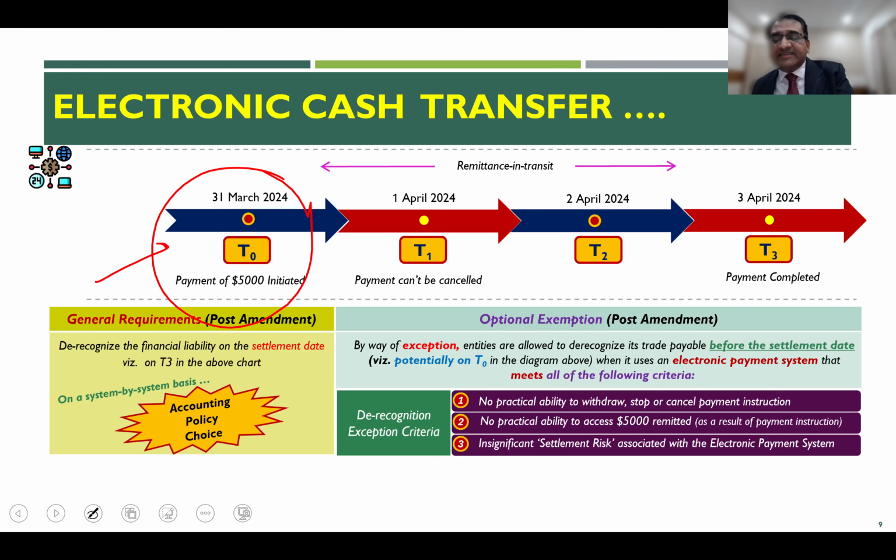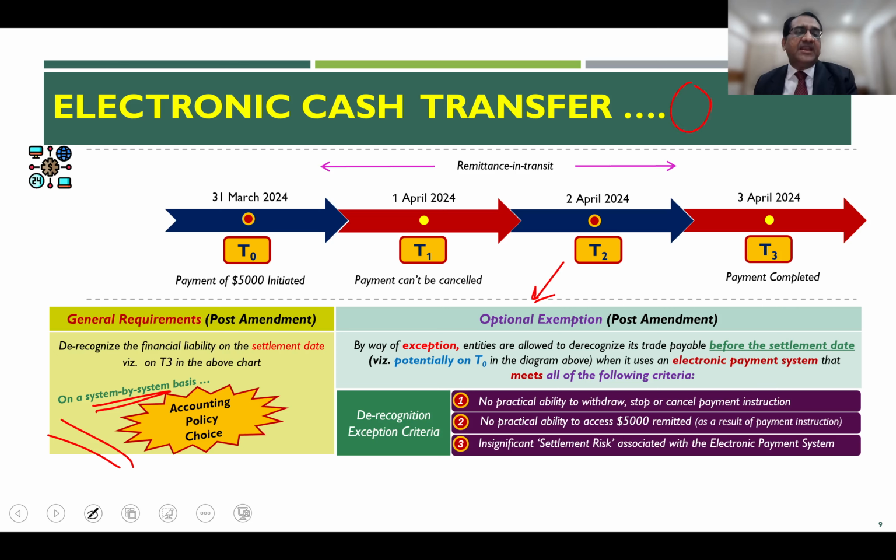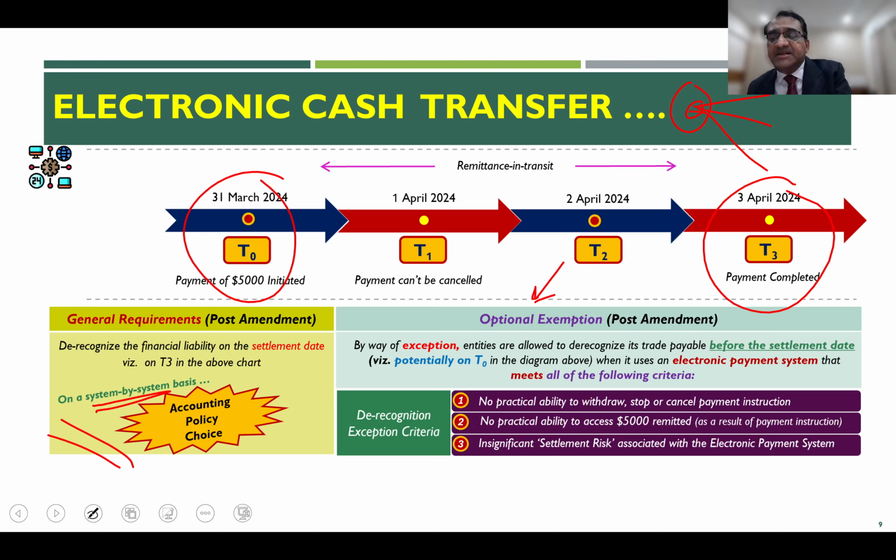Also, as I said, this is a choice which the entity needs to make, and this choice is made on a system-by-system basis. So, for example, if an Indian entity is using, let us say, 3 different payment systems for remitting funds to 3 different countries, then this choice of initiation date accounting versus settlement date accounting has to be made on a payment system-by-system basis. That's an accounting policy choice.